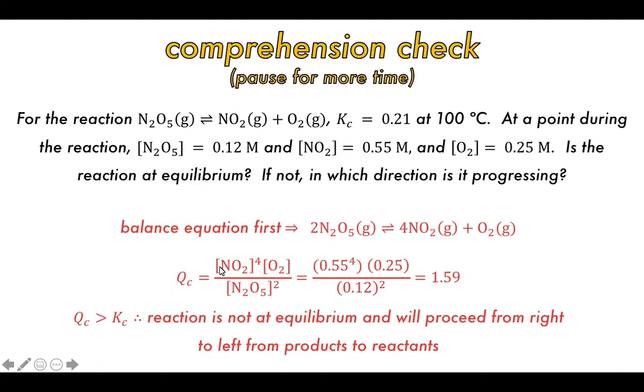Then Qc is going to be equal to products over reactants, where we have each of the concentrations to the power of their stoichiometric coefficient. Then we have to fill in the concentrations, which were given at some point during the reaction. And we find a Qc value of 1.59. This Qc value is much higher than the Kc that we're given. So Qc is greater than Kc. So that means the reaction is not at equilibrium and will proceed from right to left, from products to reactants. So we will consume some of these and we will produce more dinitrogen pentaoxide.